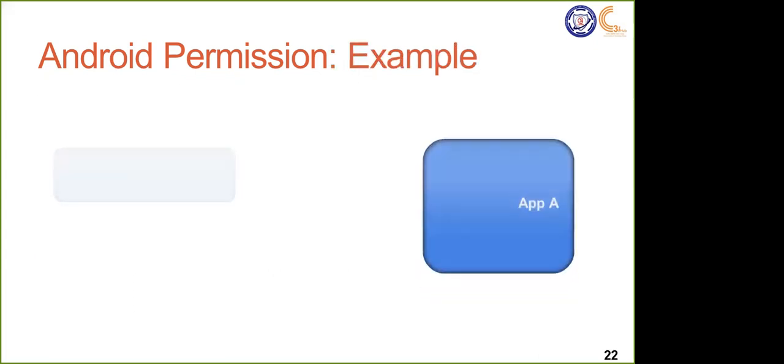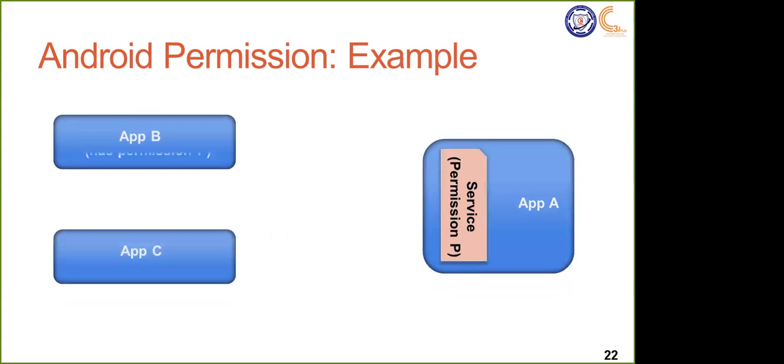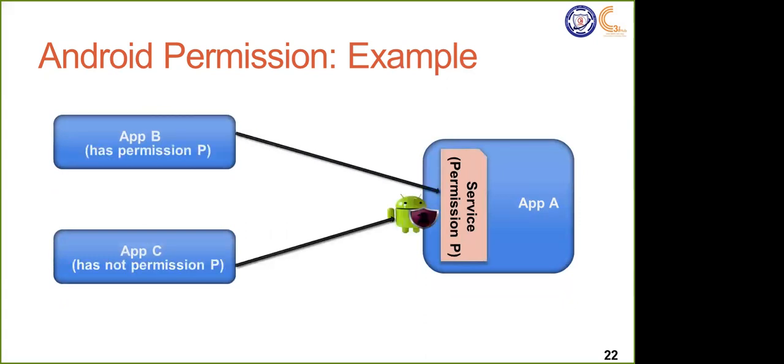applications. This is an example where 3 apps are available: App A, App B, and App C. App A defines a service which is protected by the custom permission P. App B has this permission P, but App C does not. Whenever App B wants to access this service, it is granted access because it has the proper permission, but App C does not have it. So the Android security monitoring framework decides that you do not have this access right, so we cannot grant you permission to access this information.